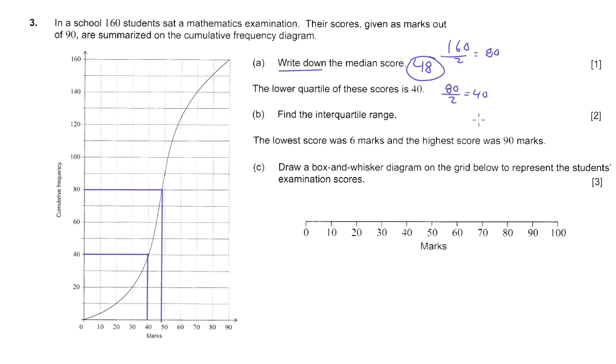Which looks like it hits right there at 40. Oh, because it says find the interquartile range. Sorry, I got a little ahead of myself before I was reading the directions. So find the interquartile range, which is going to be quartile 3 minus quartile 1. We know quartile 1 is 40, and we also want to find what quartile 3 is.